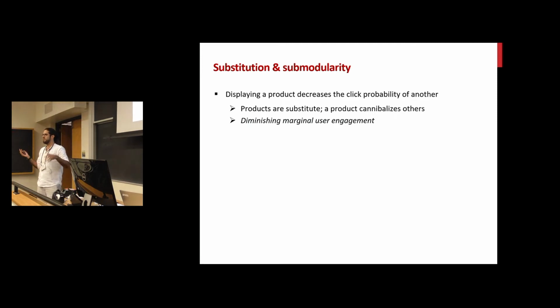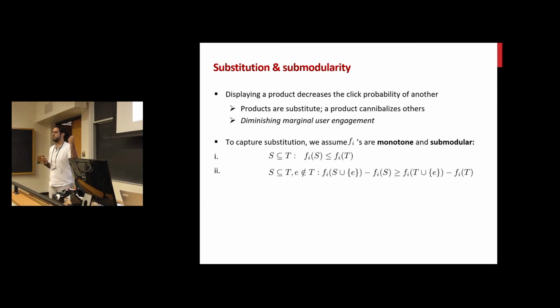There are different ways that you can model this sort of substitution. The one that I'm going to use is assuming that these click probability functions are going to have diminishing marginal return. So they're going to be submodular functions. They're naturally monotone, so if I show you a larger set of products, the odds of receiving a click is going to go up. So they're monotone, and then the submodularity is essentially capturing the substitution of the products.